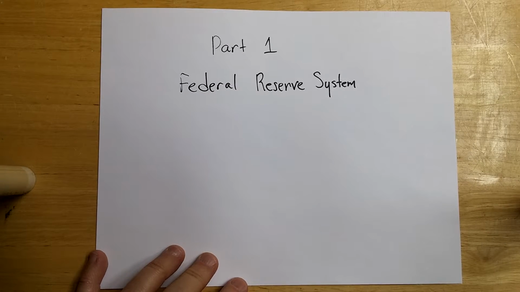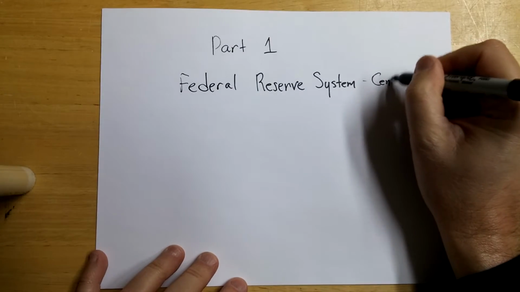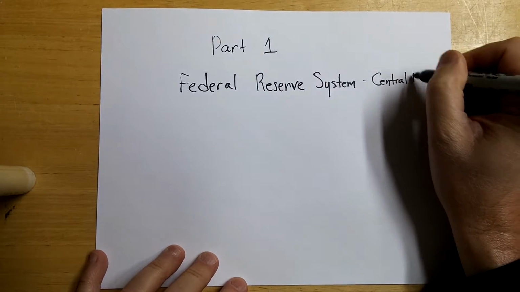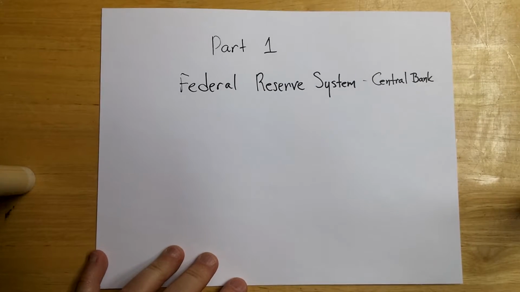So anyways, the Federal Reserve System is the central bank for the United States. And in 2017, when I'm recording this video, most countries do have a central bank. In fact, I think probably all of them do. I can't think of any that don't. But when the United States was founded, this was not a common thing. Most countries did not have a central bank.